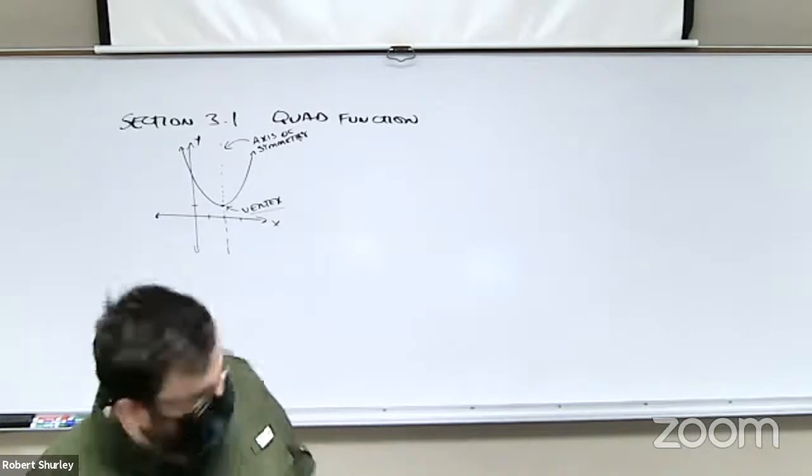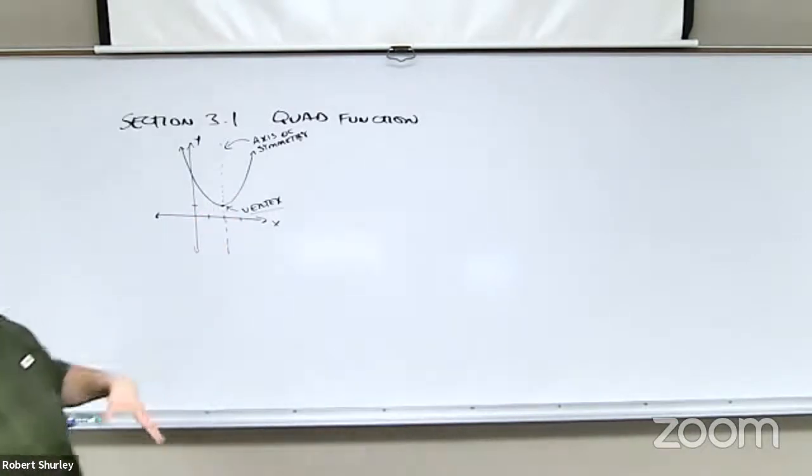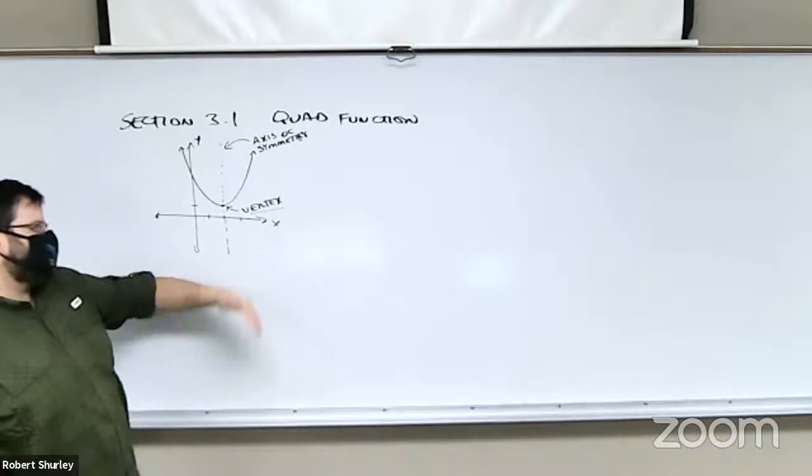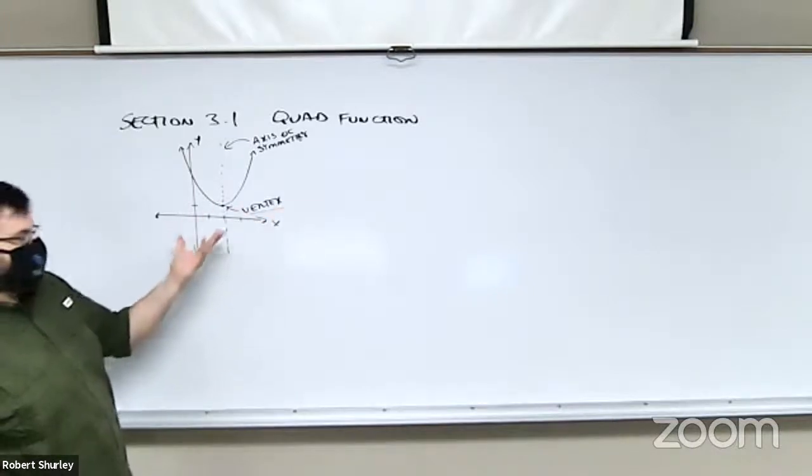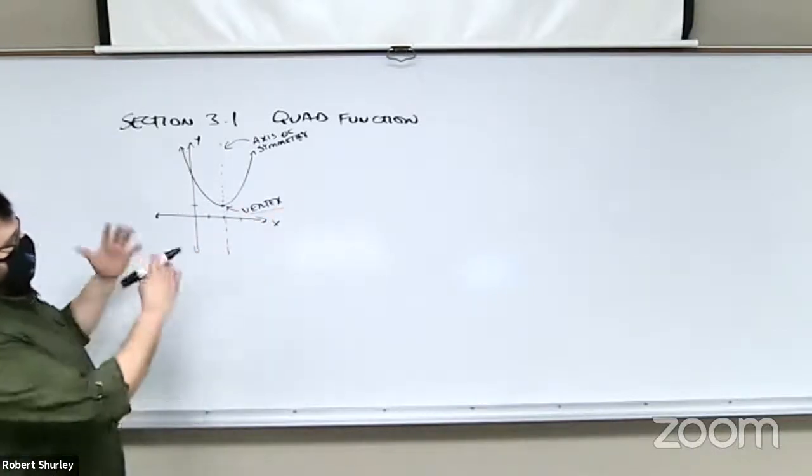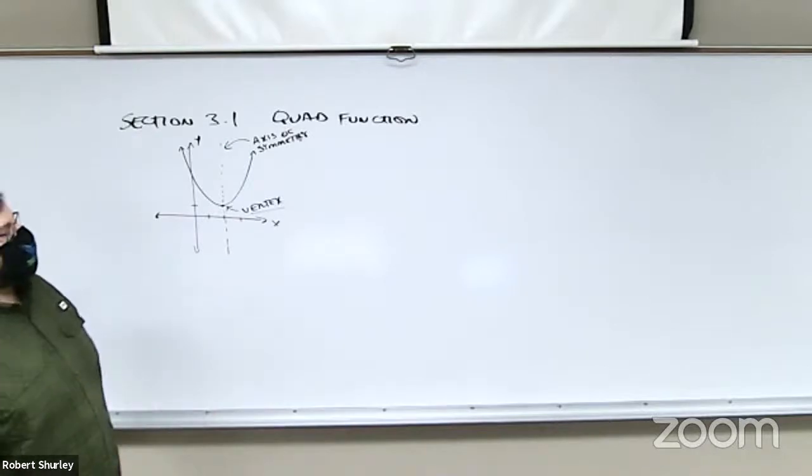Vertex, no big deal. So again, this could be flipped over. You're still going to have an axis of symmetry, and it's still considered a vertex. Now this vertex is a minimum, where if we flipped it over, that vertex would be a maximum.